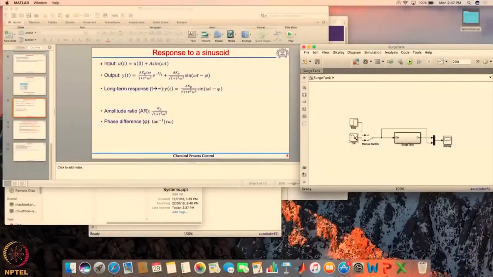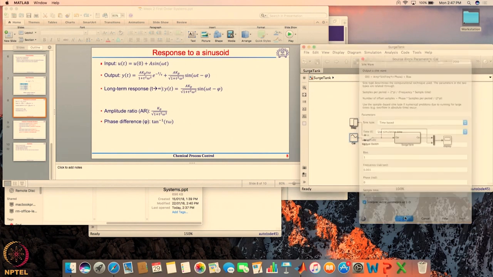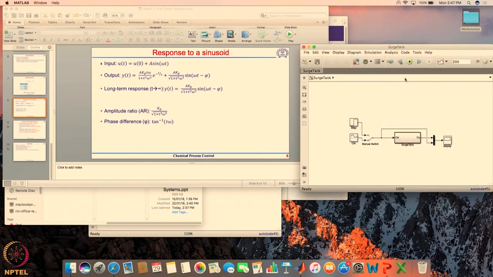So material balance will always get satisfied, but we'll just try to see what the effect of oscillations coming from the reactor is, and how they get translated to the distillation column. So let us start with a very low frequency. We'll start with 0.001 radian per second, and we'll try to simulate what the output of this surge tank is.